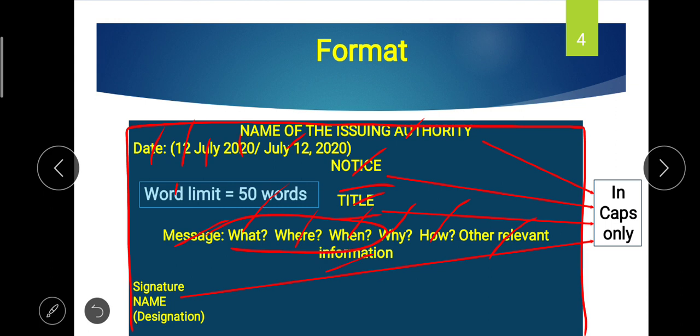Next important thing is word limit. Word limit for notice writing is 50 words, but this is advisable, students. If you can write a quality message in 55 words or 60 words, go for that. Means 5-10 words, give or take, won't make any difference. Means it won't invite any punishment on your part.